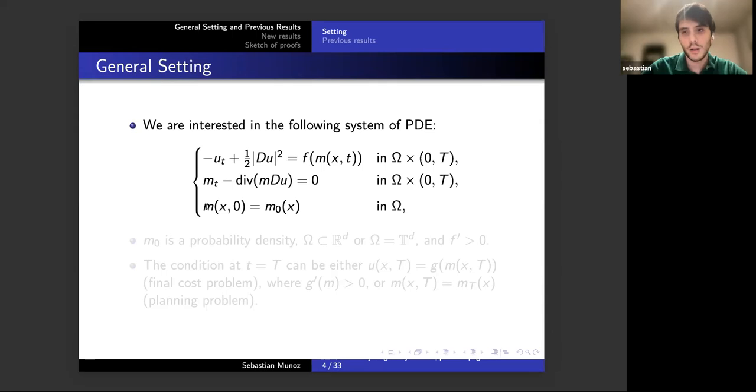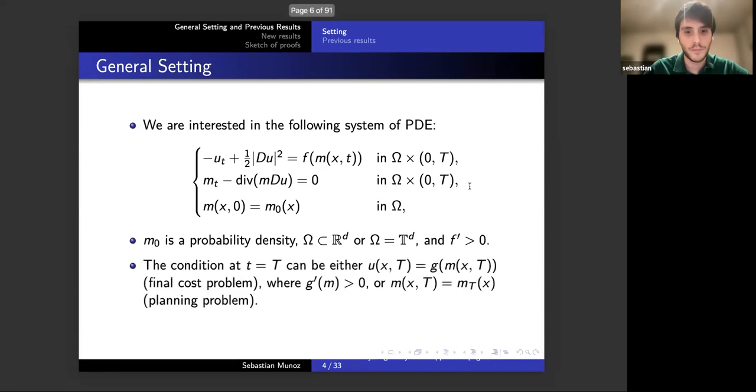And we have this initial condition, which is a given initial value for m, the second function. The initial condition is always a probability density. And the space domain is always either a subset of R^d or the d-dimensional torus. One assumption that is very common for the nonlinearity, which we will make here, is that the right-hand side of the Hamilton-Jacobi equation, the nonlinearity f, is an increasing function. This is a standard assumption, and I will explain a little bit the motivation behind the system, and also behind this assumption.